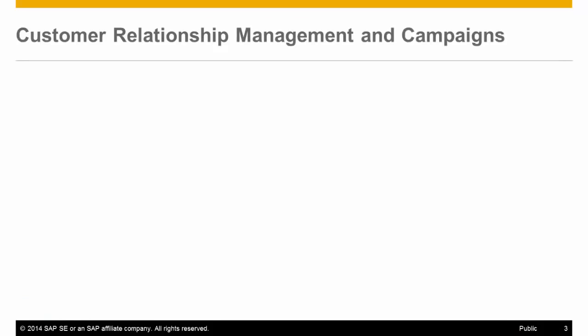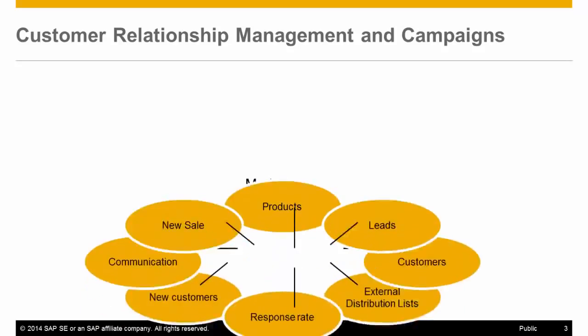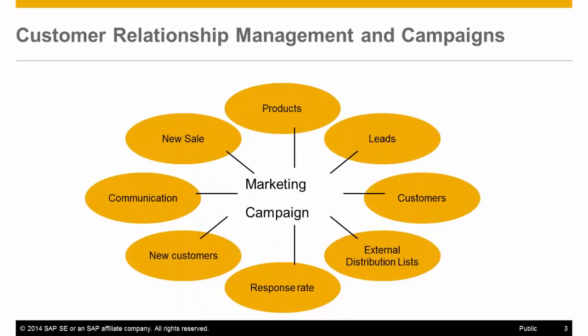With SAP Business One customer relationship management and campaign management features, you can take advantage of data that you already maintain in the system, including products, leads, and customers, to create marketing campaigns for your existing customer base as well as potential ones. Following up on the campaign, you can track the effectiveness of this marketing channel by identifying the response rate, further communication with the client, and any new sales that resulted from this campaign.